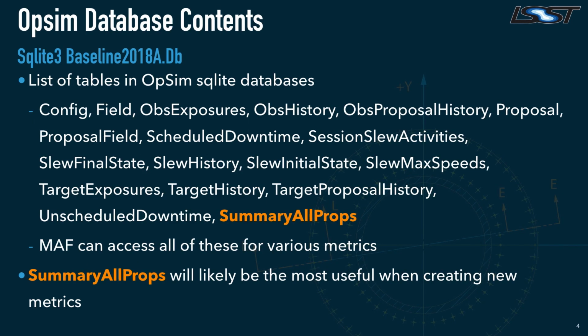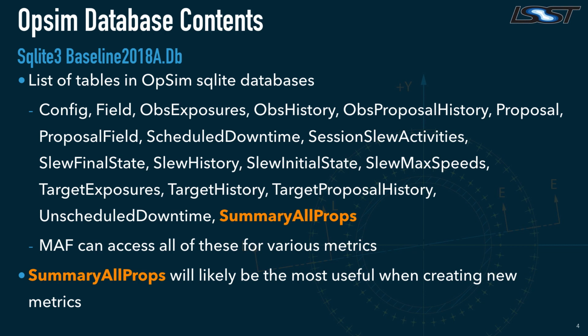So like I said, this MAF is designed to work with OpSim databases. And so what is an OpSim database? It's the results of running OpSim, and it's a SQLite database. If you were to actually open up baseline 2018A using SQLite and look at all the tables, you'd see this large list of tables. And MAF can access all of these if you'd like to look into them and see what's going on.